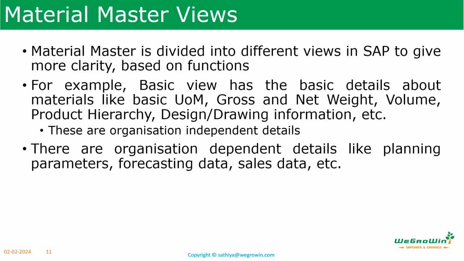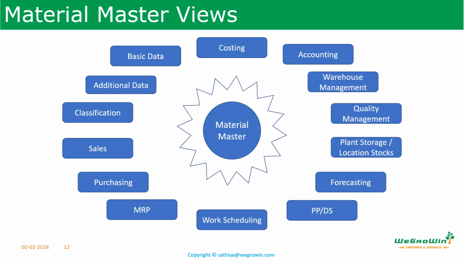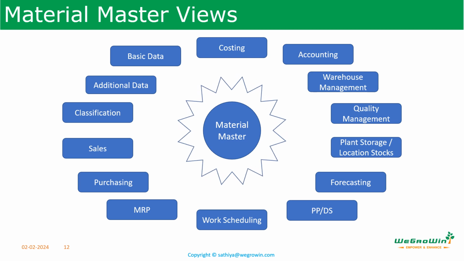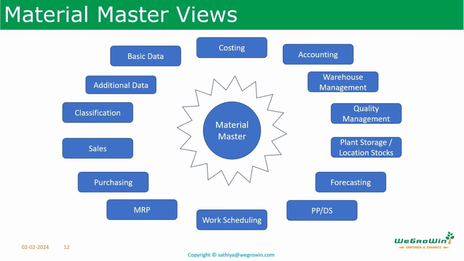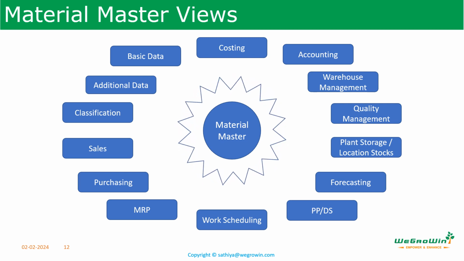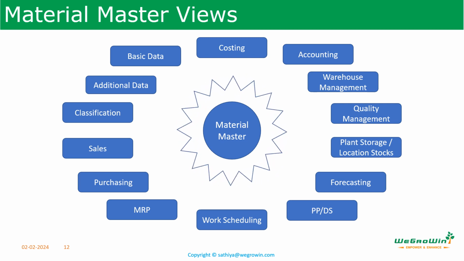So material master has some independent views, which are independent of any organization. There are dependent views which are specific to a particular organization. As we see here, each user department has its own view of the material master record. For example, the data related to the accounting department is stored in the accounting view. Data related to material planning is stored in the MRP views.